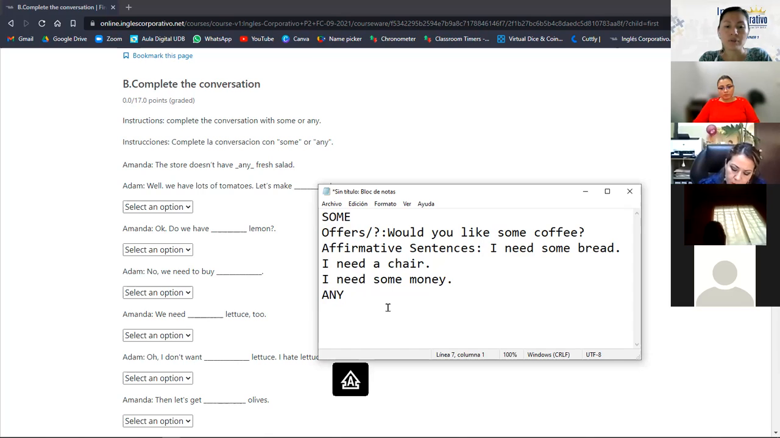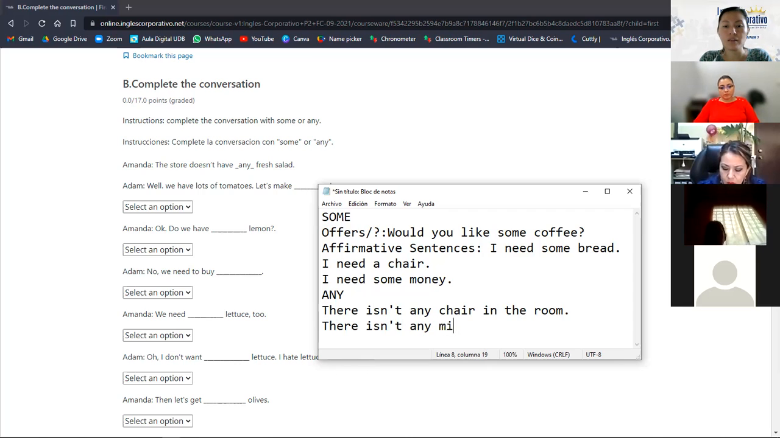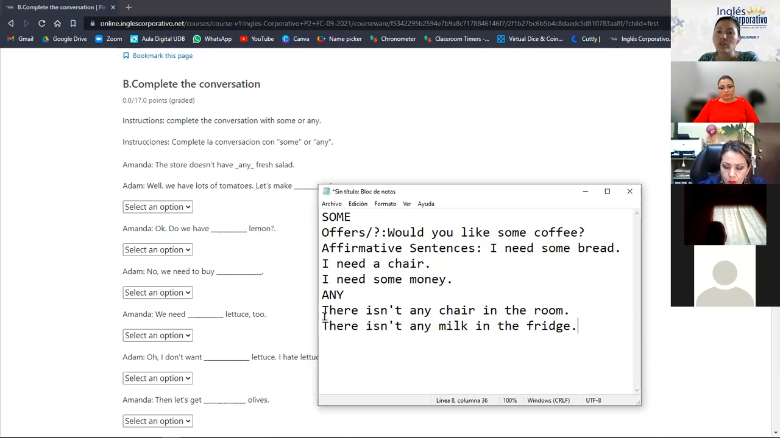Muy bien, ¿verdad? Por ejemplo, there isn't any chair in the room. ¿Verdad? Llegó la visita, y no hay sillas, ¿verdad? O, there isn't any milk in the fridge, ¿verdad? No hay leche, okay? So this, it's like, you can use it with singular and plural, ¿verdad?